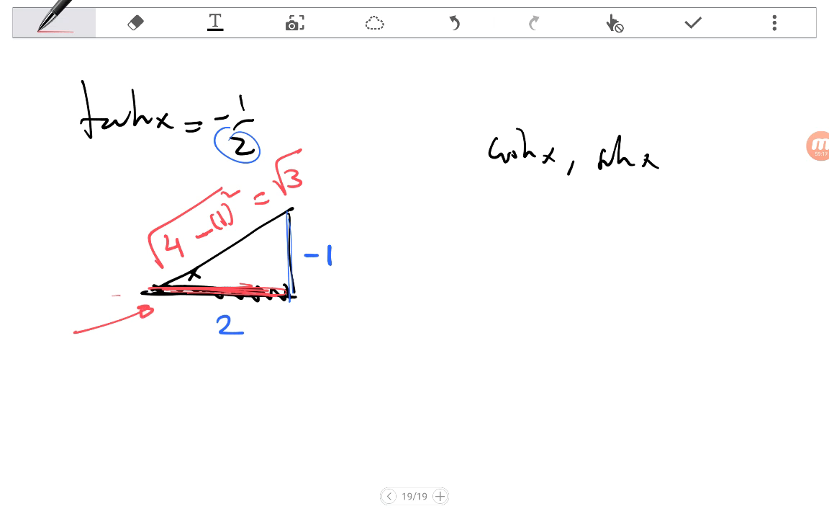So in this case, if I need to find the cosine, what is the cosine? It will just be 2 over root 3. What is the sine? In this case, it will just be -1 over root 3. Very easy. So whenever you have depicted the fake triangle correctly, you find the solution very easy.